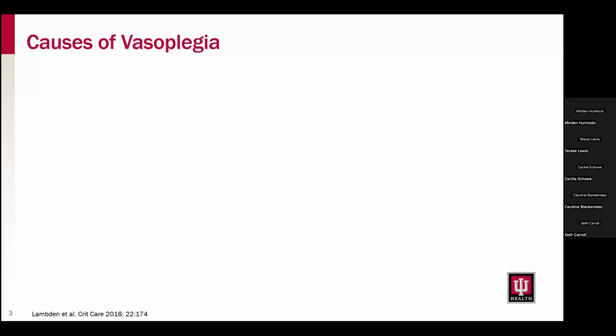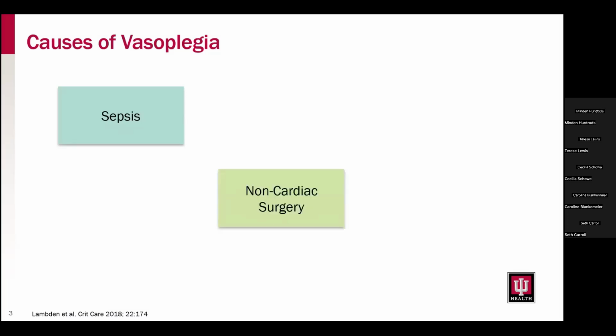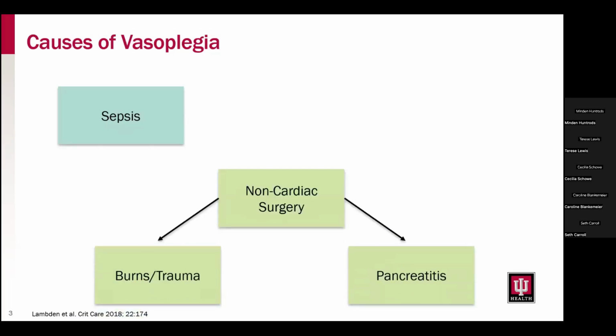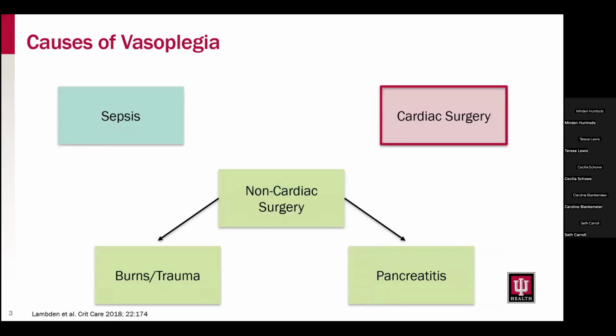There are various causes of vasoplegia. One is sepsis. There are other non-cardiac surgery-related causes like burns and trauma, and then pancreatitis. And then, like mentioned and alluded to, cardiac surgery is another large cause of vasoplegic shock, and that's the one we'll be focusing on mostly today.